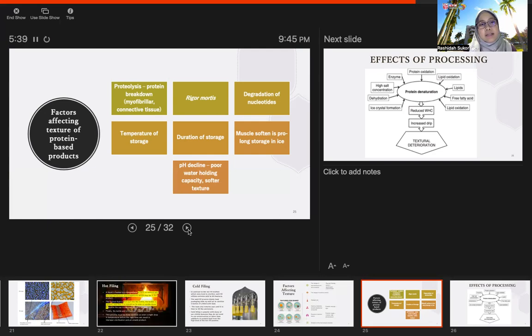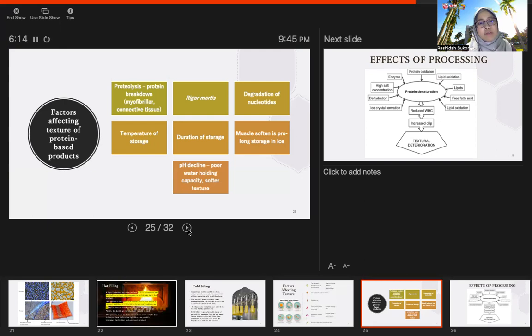And then degradation of nucleotides. Why is degradation of nucleotides important, or why does it affect the texture of protein-based products? Why do you think nucleotides have an effect on protein? Please find the answer. Go back to the core structure of protein.